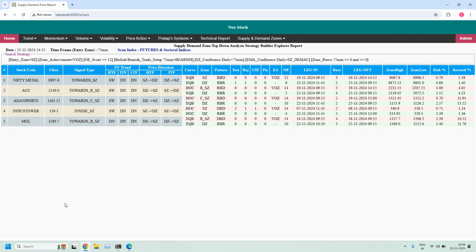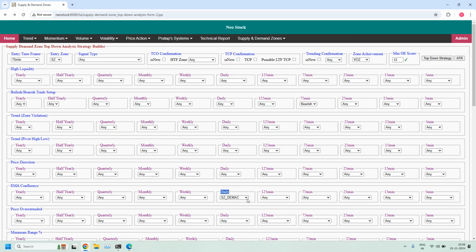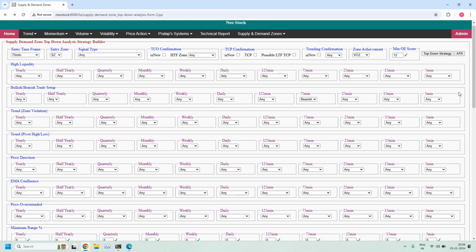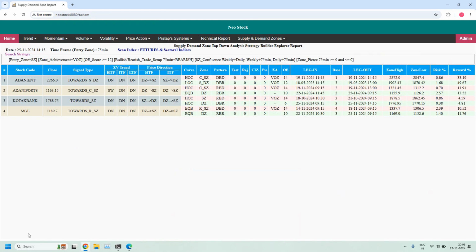Next, let us verify LTF, ITF and HTF supply zone confluence. I am removing EMA filter. In the supply zone confluence, 3 filters we have to set. First filter is already enabled. Second one, 75 minute supply zone with weekly supply zone, and a daily supply zone with weekly supply zone. With all the 3 filters, LTF, ITF, HTF supply zone confluence, we got 4 stocks.